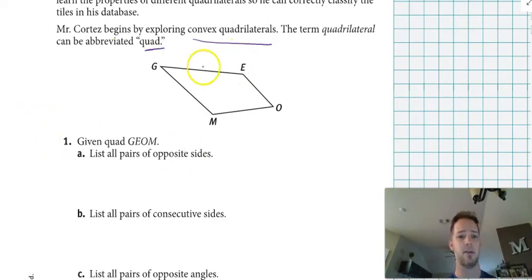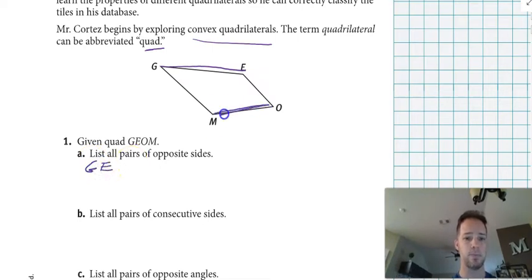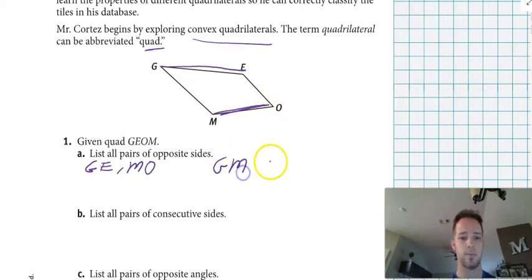Opposite obviously means the sides that are not touching each other, not right next to each other. The ones that are touching, like GE right here and EO, are considered either consecutive or adjacent. So let's identify all the ones that are opposite of each other. So GE and MO. It's an easy one there. GM and EO. Okay, those are some segments that are opposite of each other.